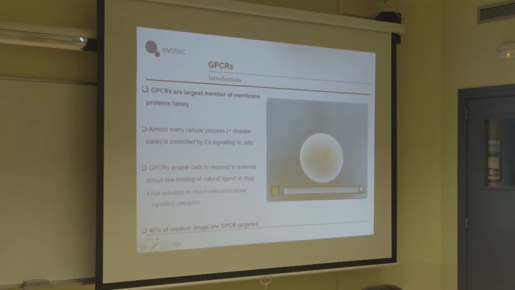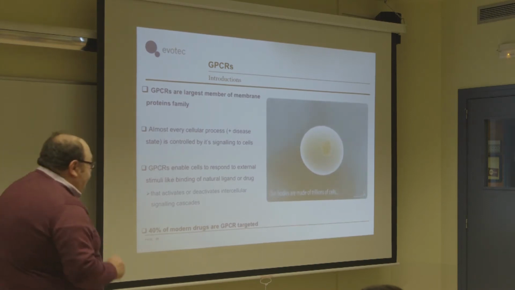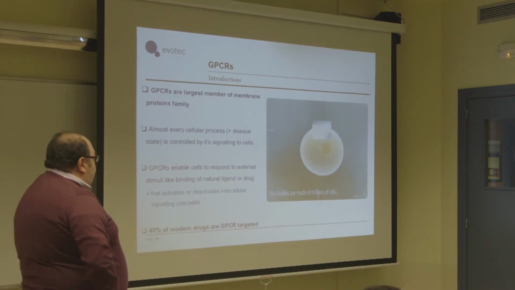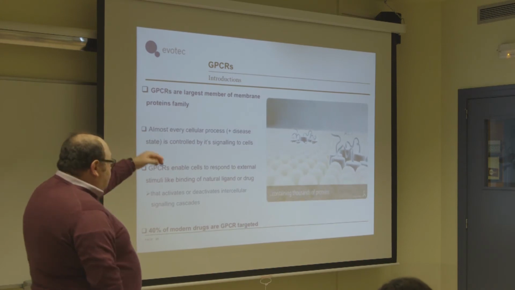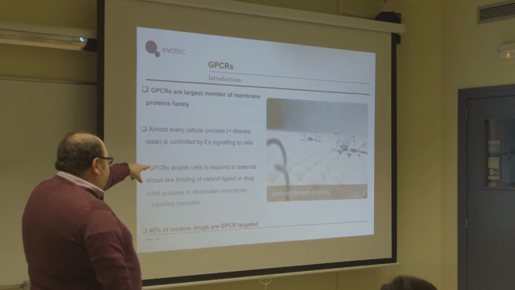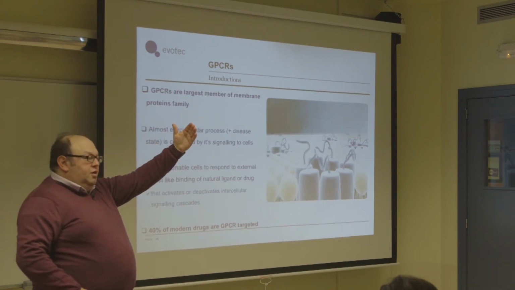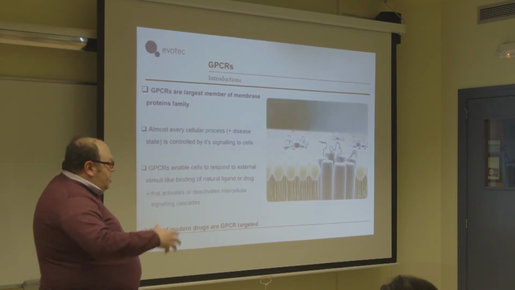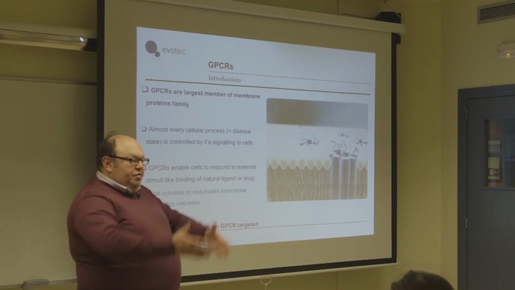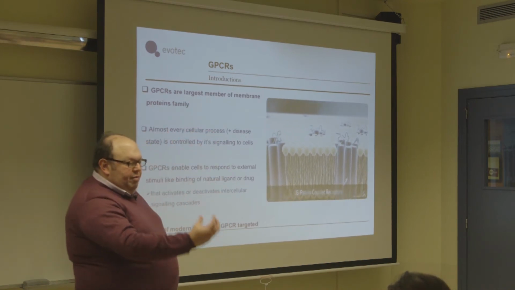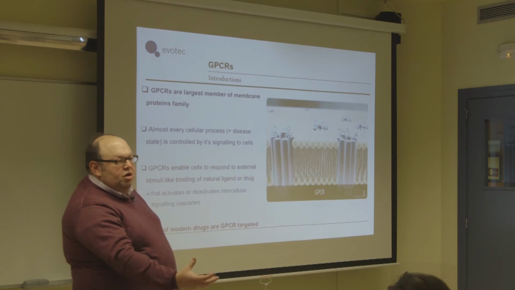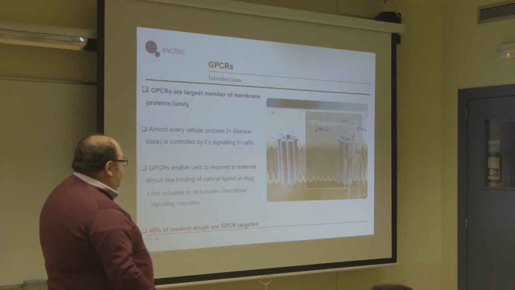I would like to talk with you guys about a family of receptors that are sitting on the membrane, called GPCRs. What you can see here in the movie is that they are sitting on the membrane. One side is facing outside of the membrane, and the protein crosses over the membrane and finishes inside of the cell.